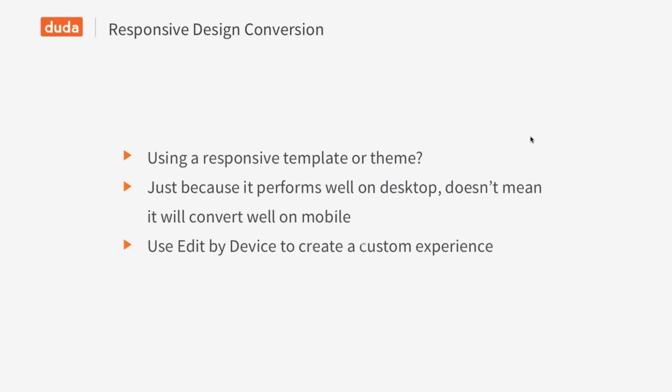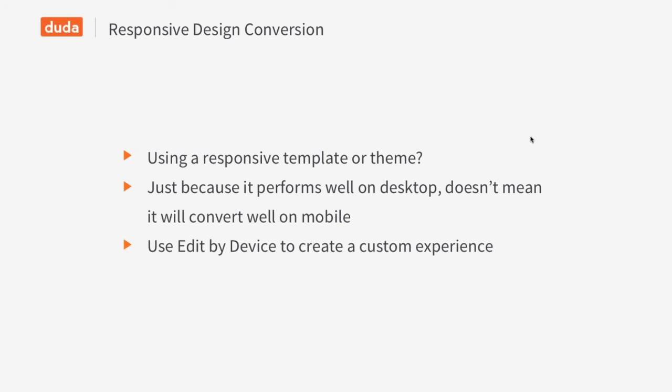So first, a lot of people, when they're building a landing page, might just be using a WordPress site with a responsive template or responsive theme, and they really focus on conversion. They build a great desktop site, and they think it has a responsive theme, so it's fine on mobile. But that doesn't mean it's going to convert well on mobile. You really need to pay some more attention to it.